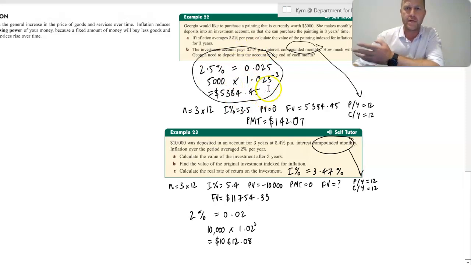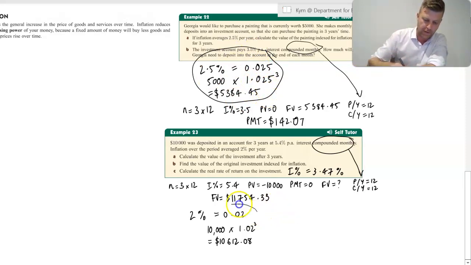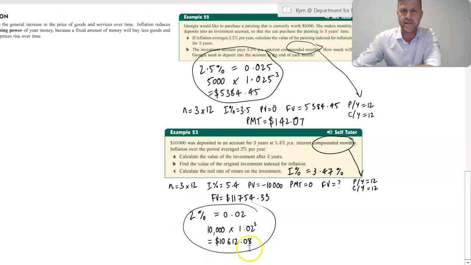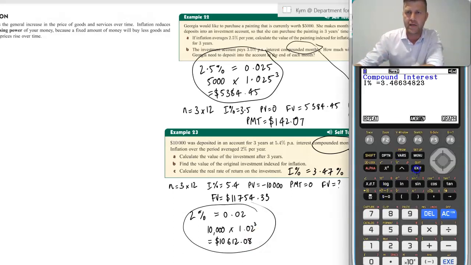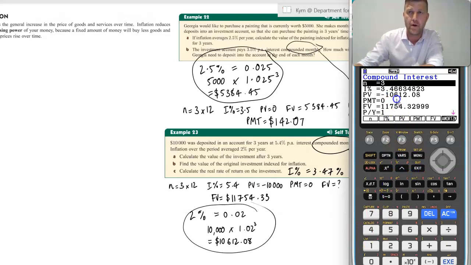This is how you index the value of a product or the value of money based on an average inflation rate for a certain number of years. And that last part I showed you is how you calculate the real rate of return based on indexation of the initial principal or the initial amount that you invested, taking into consideration the inflation. Okay, so what actually is the real rate of return?